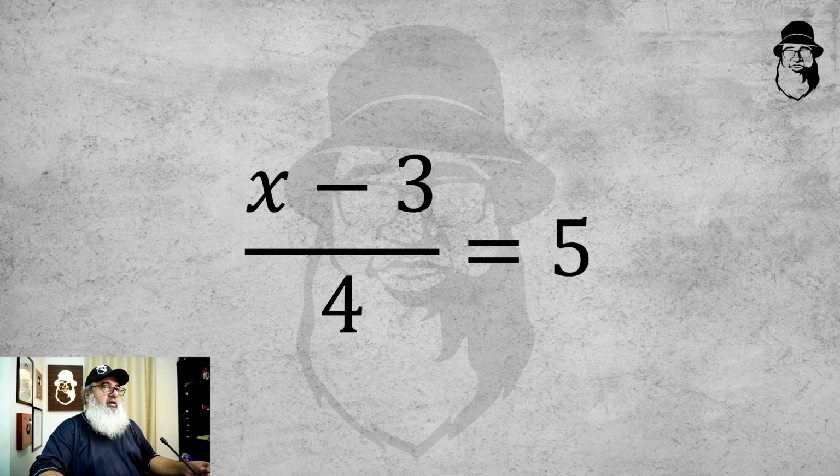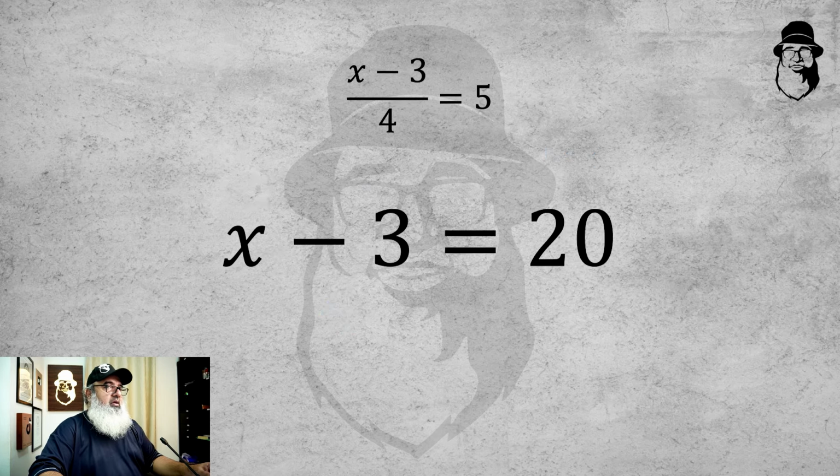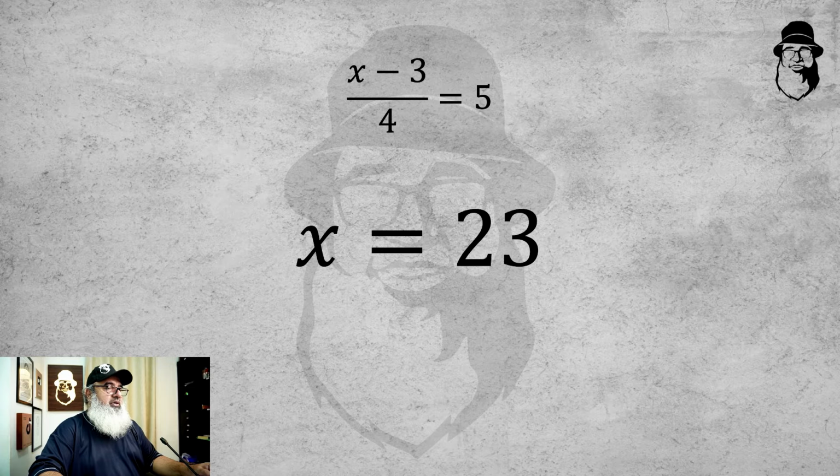And here, x minus 3 whole over 4 is equal to 5. Because all the left side is divided by 4, we begin by multiplying 5 by 4. Then we add 3 to the result, giving x is equal to 23.